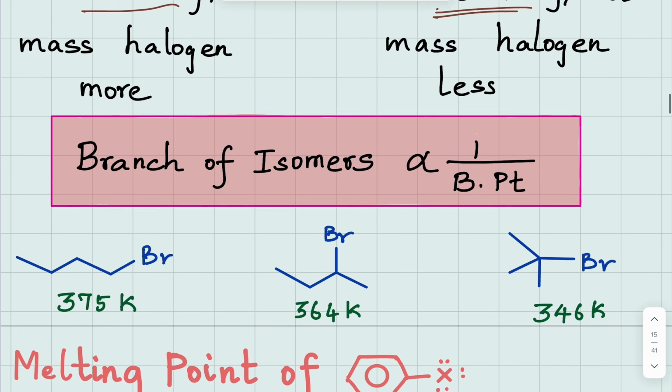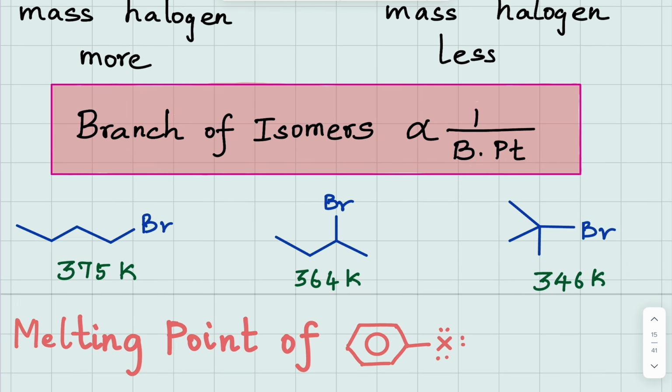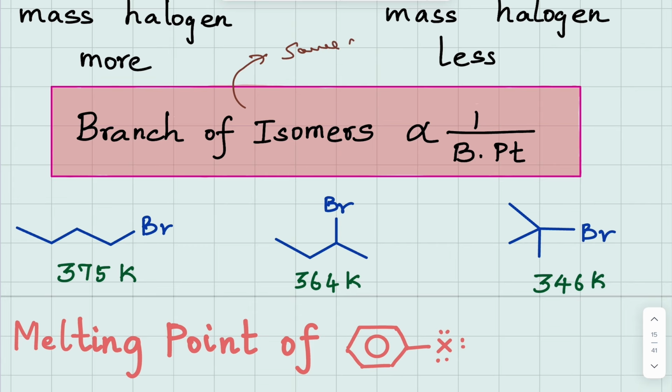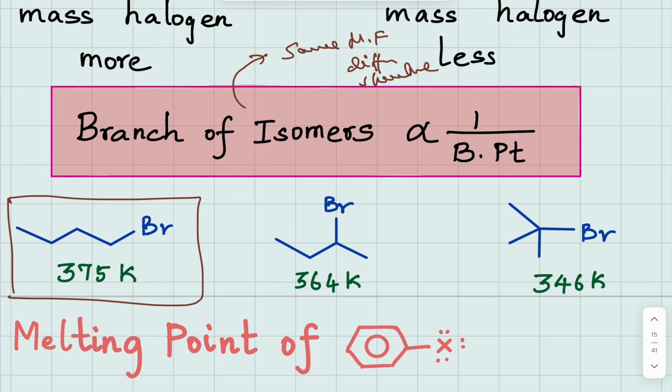Another important thing is the branching of isomers. What is an isomer? It has the same molecular formula but a different structure. This is known as an isomer. Now look at the boiling point values of these particular haloalkane derivatives. Here I have 1-bromobutane, 2-bromobutane, and this one is 2-bromo-2-methylpropane. Now, as the number of alkyl R groups increases, I have a higher boiling point.